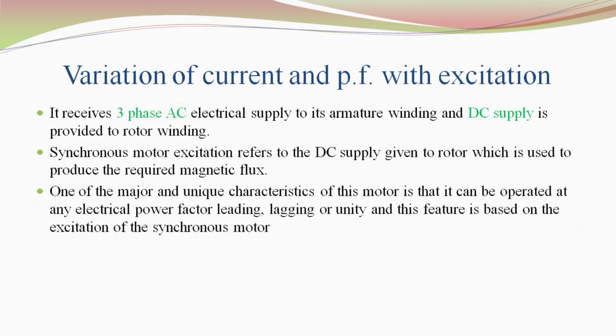The synchronous motor receives a 3-phase AC electrical power supply to its armature winding, and DC supply is provided for the rotor winding. So 3-phase AC supply is given to the armature, and single phase DC supply is given to the rotor. Synchronous motor excitation refers to the DC supply given to the rotor, which is used to produce the required magnetic flux. So magnetic flux is produced because of the excitation given to the rotor through the DC supply. One of the major and unique characteristics of this synchronous motor is that it can be operated at any electrical power factor. It can be leading, lagging or unity, and this feature is based on the excitation of the synchronous motor.